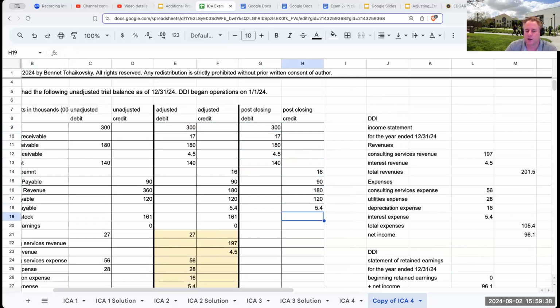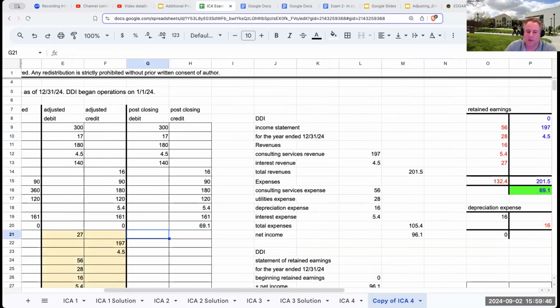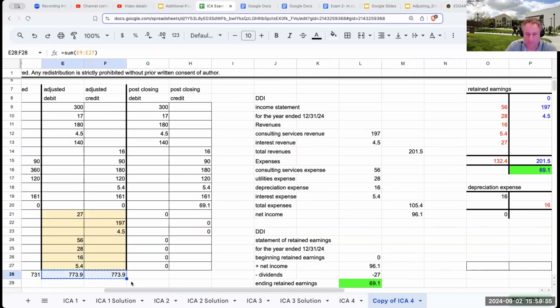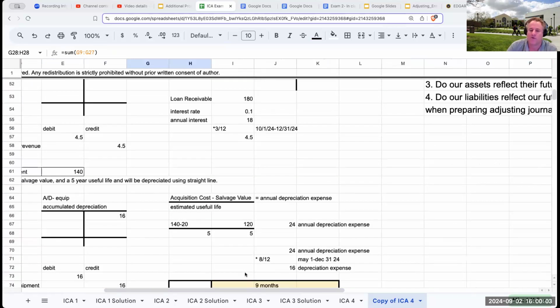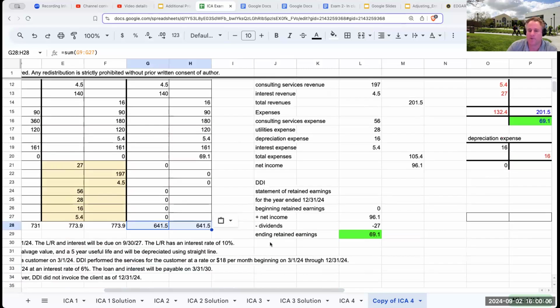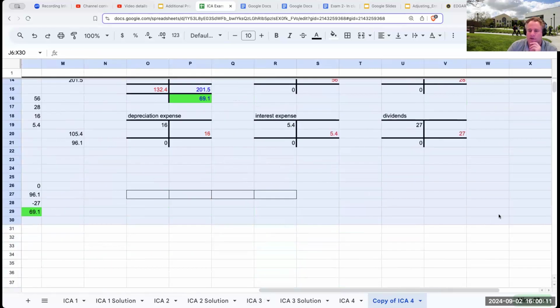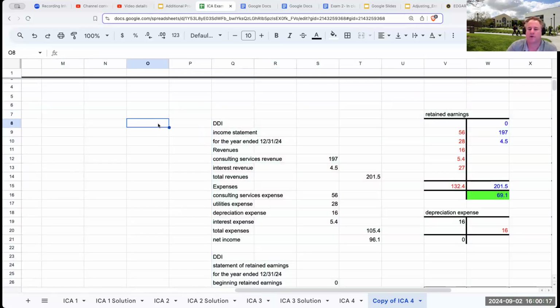Nothing on the trial balance is changing on the adjusted side, except we now have a new balance for retained earnings. Dividends went to zero. The revenue accounts went to zero. All of these expense accounts went to zero. So now I've got total debits of 641.5, total credits of 641.5. Now that I've done this part, I'm going to give myself a little bit more room, and I'm now going to prepare the balance sheet.